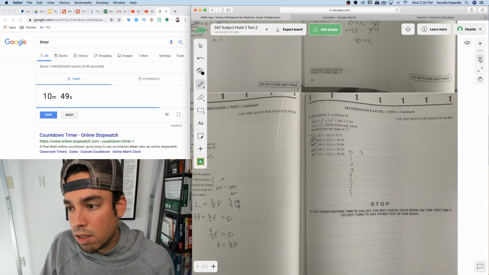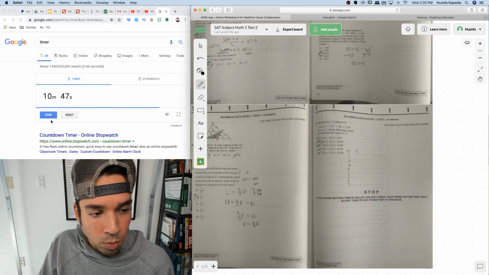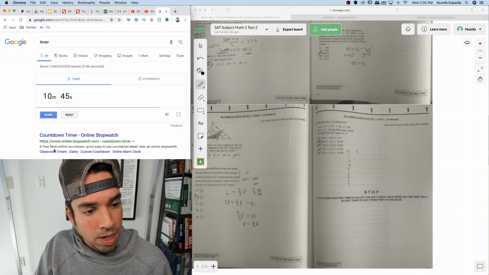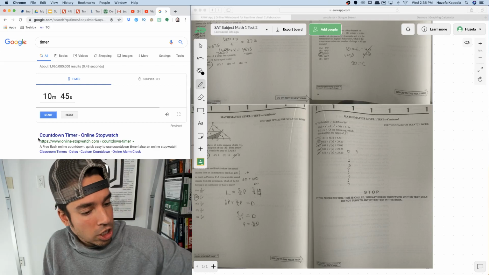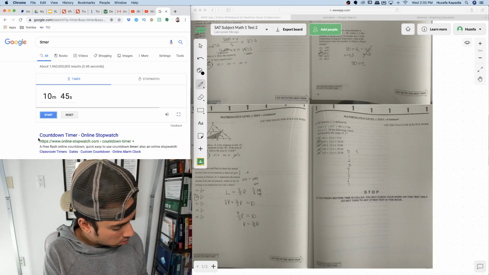Now, if this were the real test and I was taking it for real, of course, I'd be going back and checking my work, which you should definitely do. I'm not going to do that because I'm just going to check it, see what we got, and anything that I got wrong, I will go over.